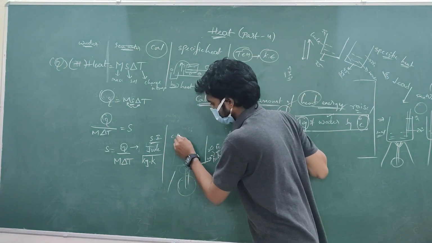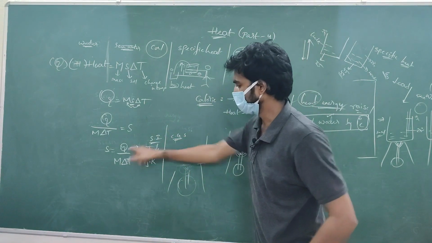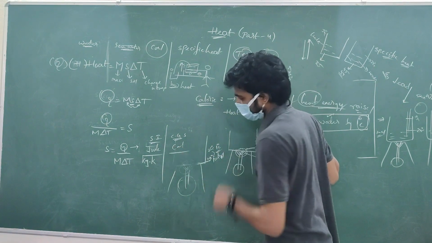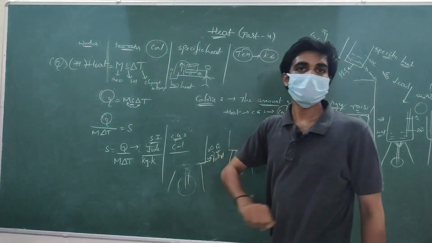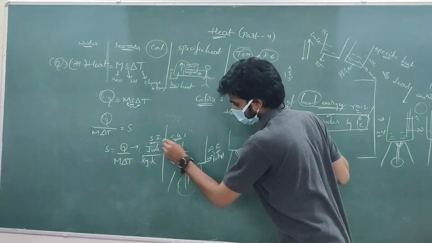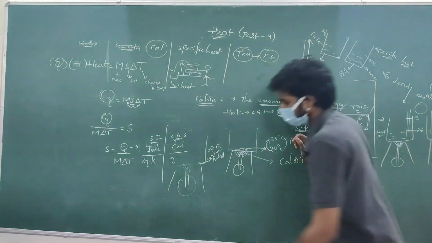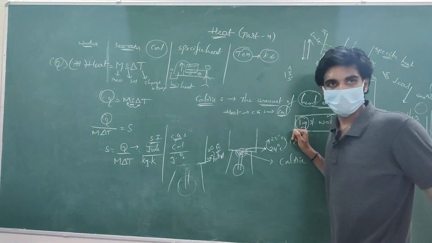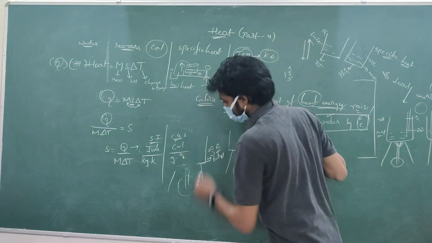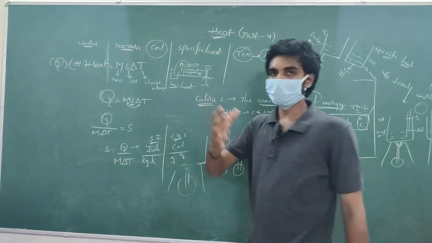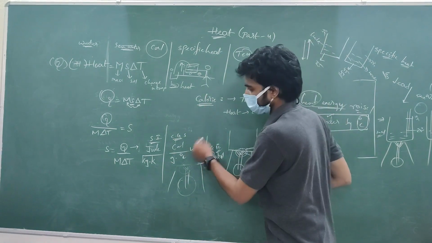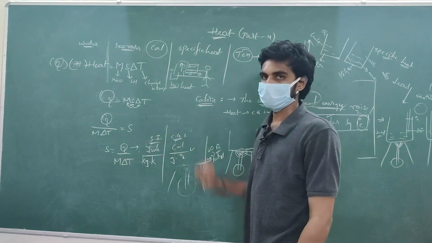On the other hand, we have a CGS unit also. Heat has a CGS unit of calorie, mass has CGS unit of grams, and delta T, as I said before, in some books they will take degree centigrade also, right? So now the CGS unit is calorie per gram degree centigrade for specific heat, right?